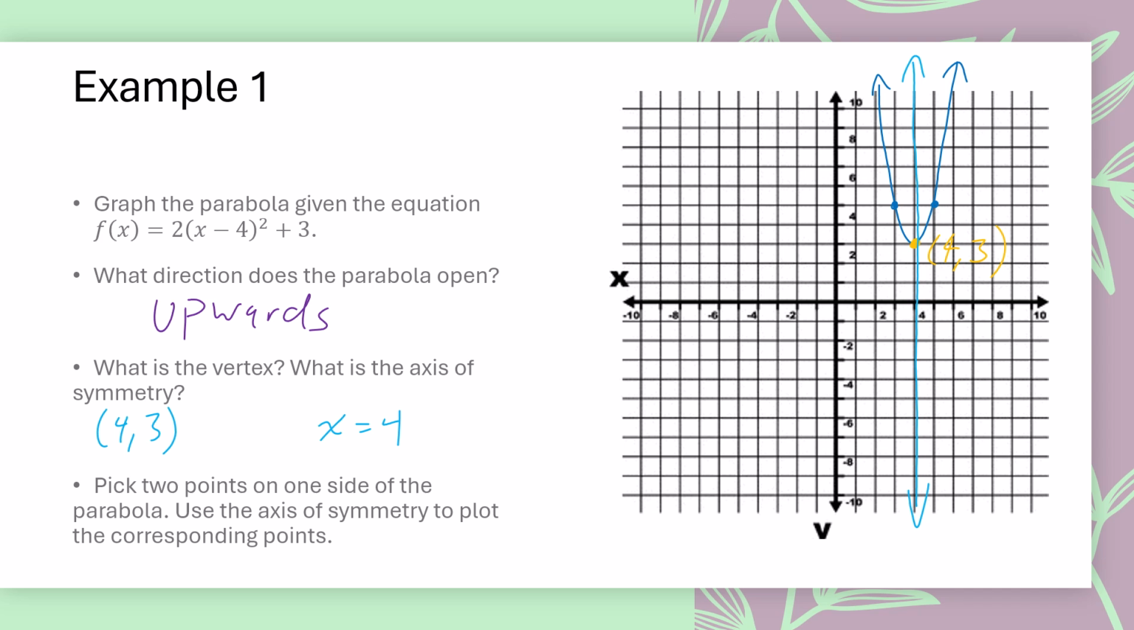So you can see that I've selected here (5, 5), and if I go to the other side, that's going to be (3, 5). All right, and then I also get (2, 11), and if I go over here, I get (6, 11). And those can help me, if I think about the symmetry, to sketch that curve, especially something like this that doesn't have any x-intercepts.